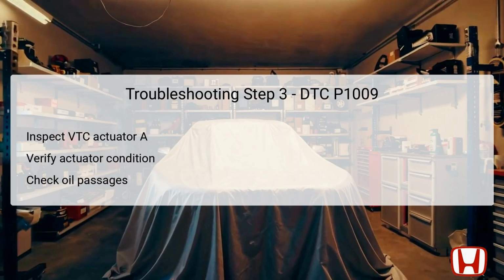The final troubleshooting step focuses on the VTC actuator A itself. After ensuring the solenoid valve is operational, inspect the VTC actuator for any signs of malfunction or physical damage. Look for signs such as leaks, improper movement, or signs of wear. It is essential to assess the actuator's role in managing the camshaft timing reliably. If it does not operate correctly, you may need to replace the actuator. Should the actuator be found in good condition, further investigation into other components may be necessary.